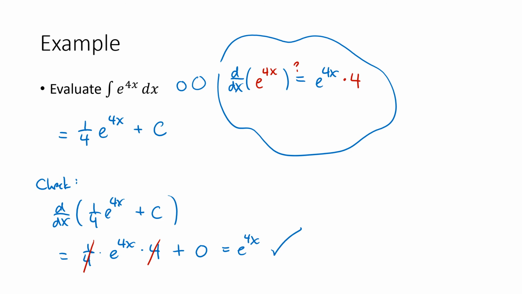So hopefully what you're seeing here is that the way we're going to think about these antiderivatives is a little bit of guess and check, a little bit of trial and error, but it's educated guessing. We're using our knowledge of derivative rules to figure out what function would give us the right antiderivative.